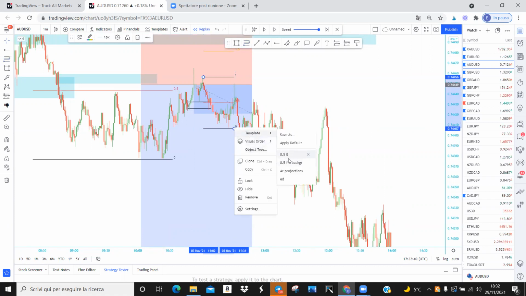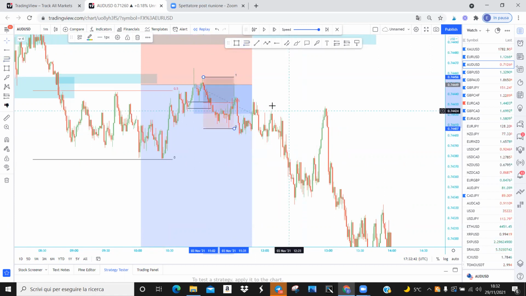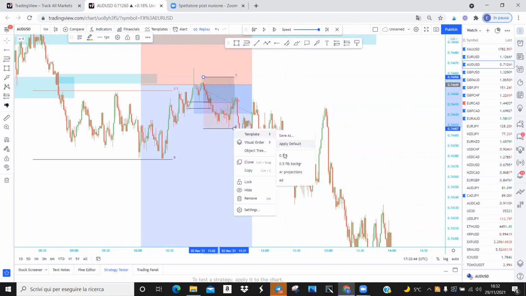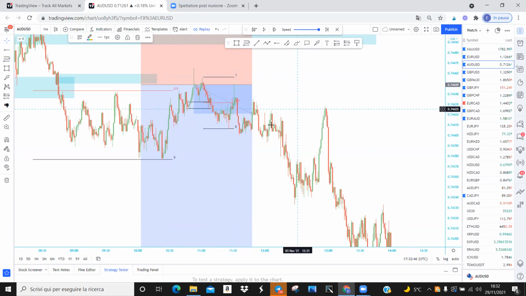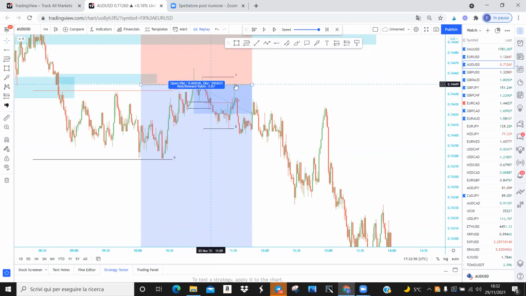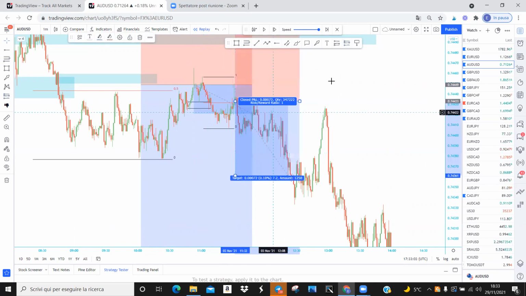Let me put premium and discount with the background. Now with the background, we cannot see anything. Here we go, premium and discount. Can we get the preferred entry from this? Let me delete the previous entry. Can we get the preferred entry from this supply? We can. Can we still get a good entry, but not that accurate? Of course we can. We just enter at the 0.5.